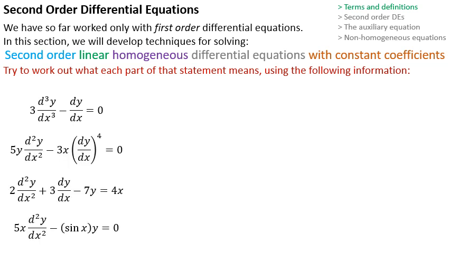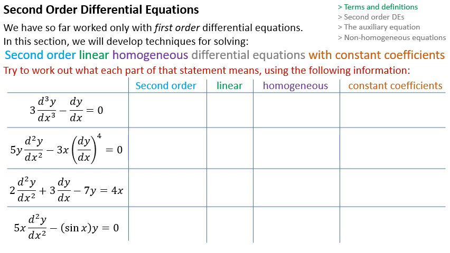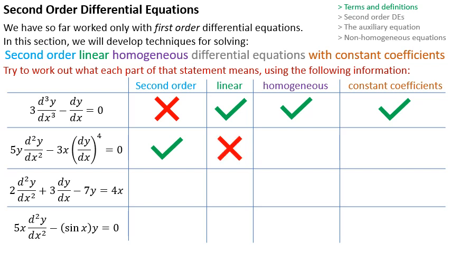I've got 4 examples of differential equations, and I'm going to break them apart to show you which of these particular descriptions matches and which doesn't. So for instance, the first one we see there, which involves d3y by dx cubed, that's not a second order differential equation. However, it is linear, it is homogeneous, and it does have constant coefficients. The next one, 5y d2y by dx squared, etc., is a second order equation.